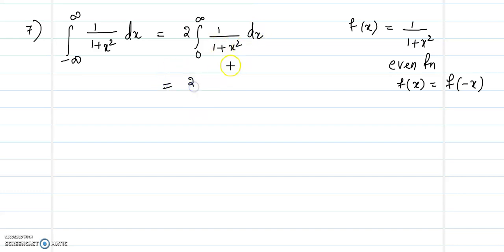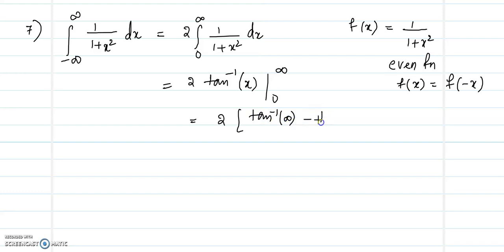and the integral of 1 by 1 plus x square is tan inverse of x. Now applying the limit from 0 to infinity, we will get 2 times tan inverse of infinity minus tan inverse of 0, and tan inverse of infinity will be pi by 2 and tan inverse of 0 is 0. So we will be getting pi as the integral value.